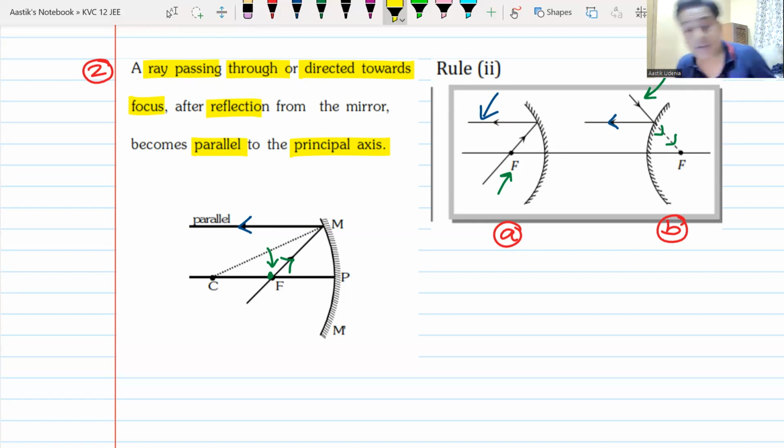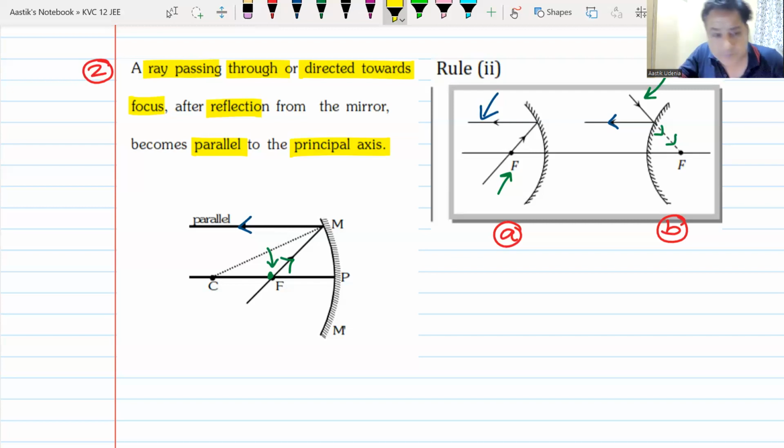Rule number two, a ray of light which passes through the focus or is directed towards the focus, after reflection, my dear friends, would become parallel to the principal axis. I hope you have noted this down. Yes or no? No, sir. Then you must be knowing rule number three. I am confident that my kids know rule number three. Can you now tell me what is rule number three, my dear friends?